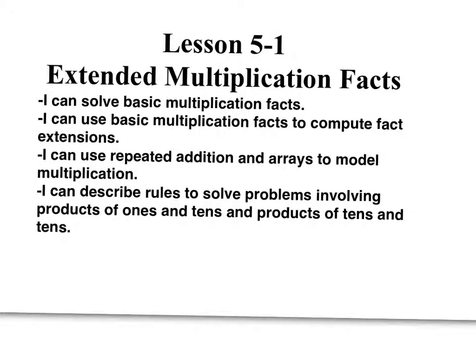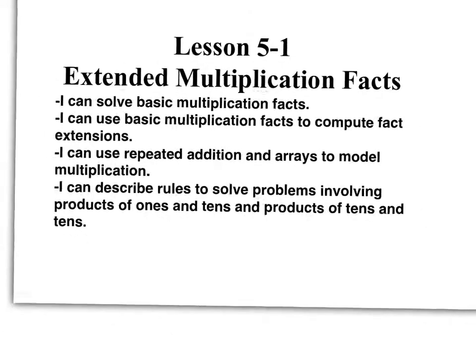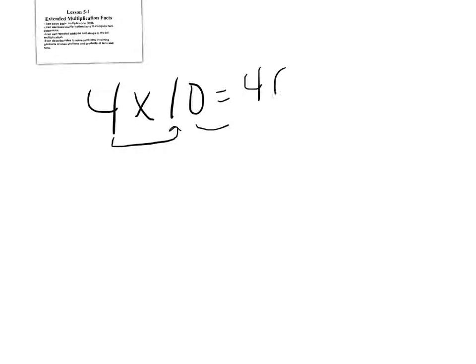Alright, so the next I can statement is I can use repeated addition and arrays to model multiplication. That's pretty simple. Repeated addition: 4 times 10 would equal what? Well, you all know 4 times 1 is 4. You throw the 0 back over. 4 times 10 is easy. Basically what it's telling you is repeated addition. So it's saying 10 plus 10 plus 10 plus 10. That's 4 tens. Okay, so 10, 20, 30, 40.